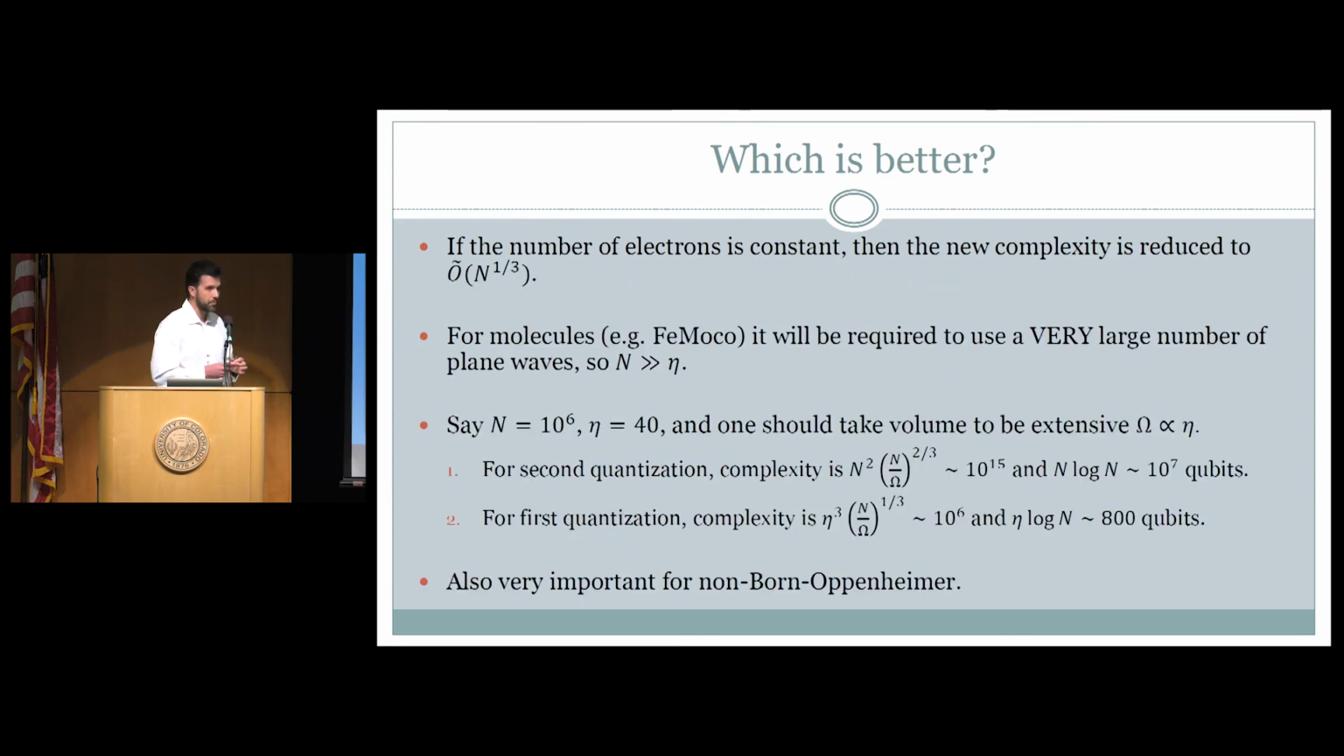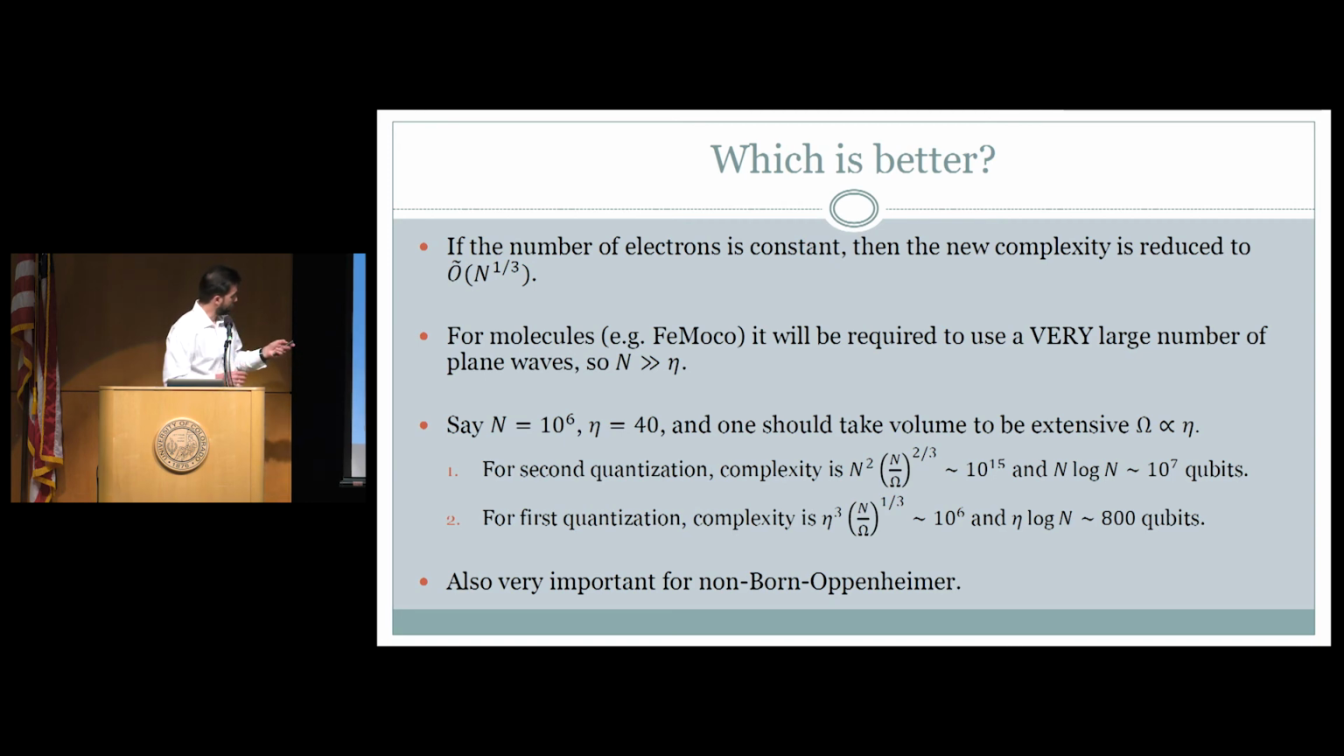But if you have something like, say, plane wave representations of molecules, you're going to want to use many, many more orbitals than you have electrons. So in this example, we have only 40 electrons, but 1 million plane waves. And in that case, Guang Hao's approach goes like 10 to the 15 there, whereas ours goes like 10 to the 6. So you're getting about a factor of 1 billion improvement.